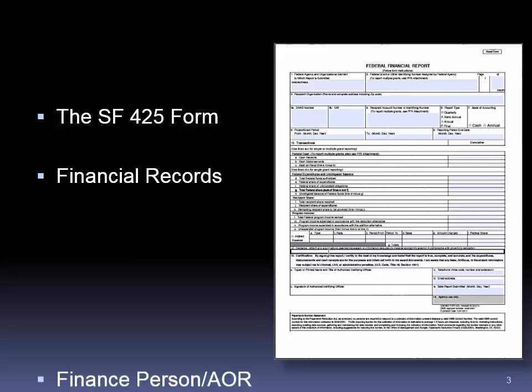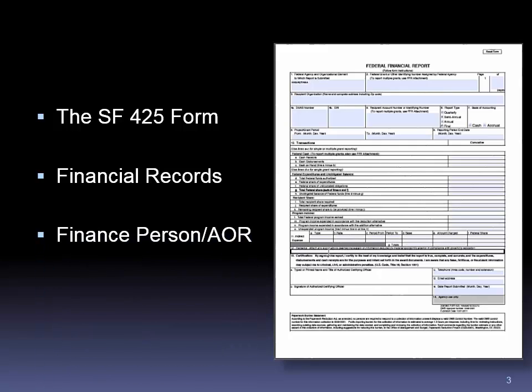And a note about the personnel filling out your form: it is important to have your authorized organizational representative available to sign off on the form to submit. This is especially important if the AOR is different than the person filling out the form.